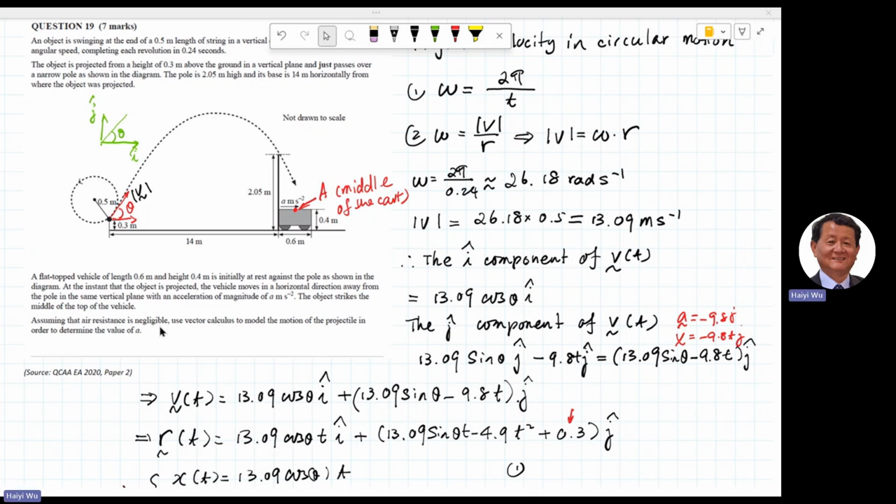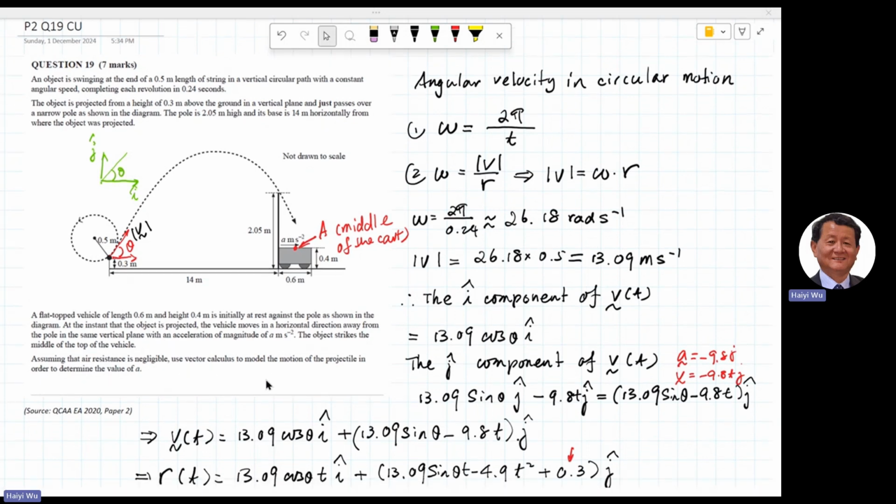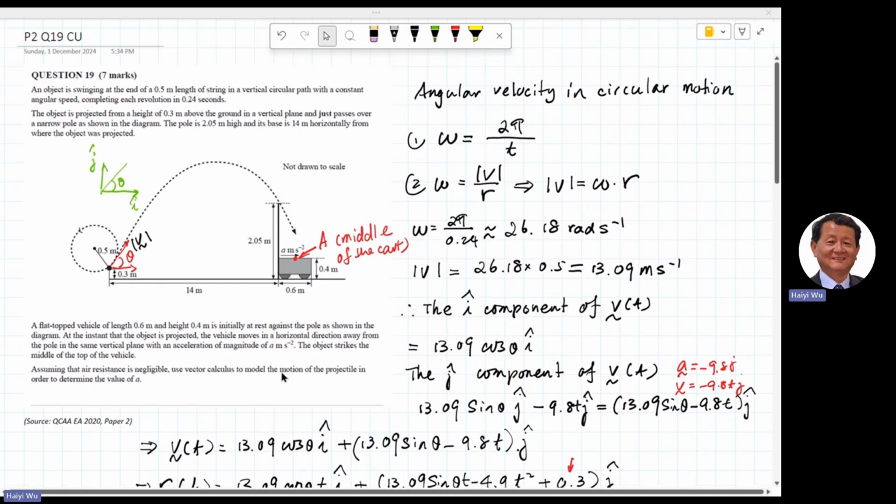Assuming air resistance is negligible, we use vector calculus to model the motion of the projectile in order to determine the value for acceleration a. All right, so let's do a few things. In order to establish the model of motion, we need to find a few things. First, we need to find the angular velocity in circular motion.